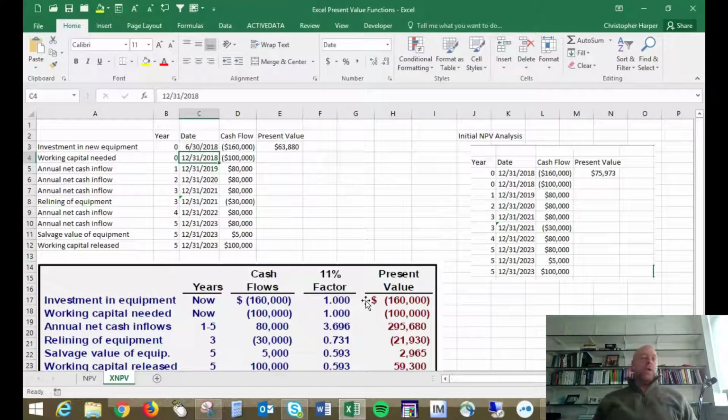Okay, so one of the things I like about the XNPV is that this function is basically looking at the dates of these cash flows in relation to the magnitude of the cash flows. And if the dates change, the present value calculation changes. Okay, so it's a dynamic tool. These are just two possible ways of using Microsoft Excel functions to do present value.